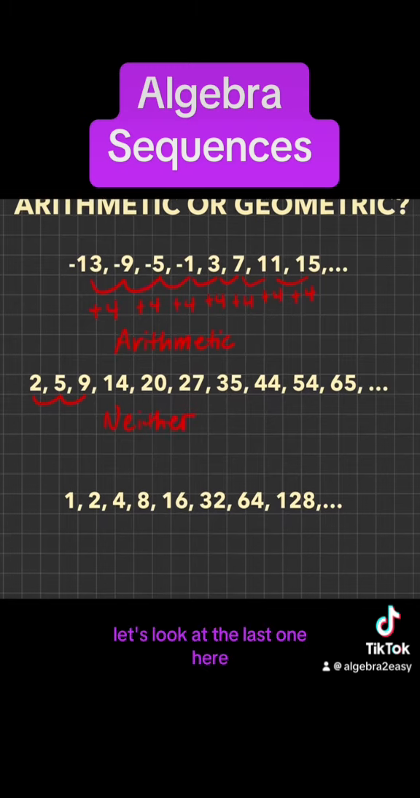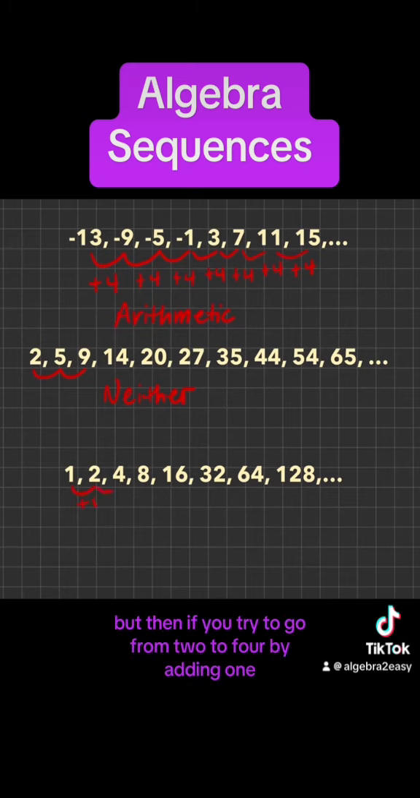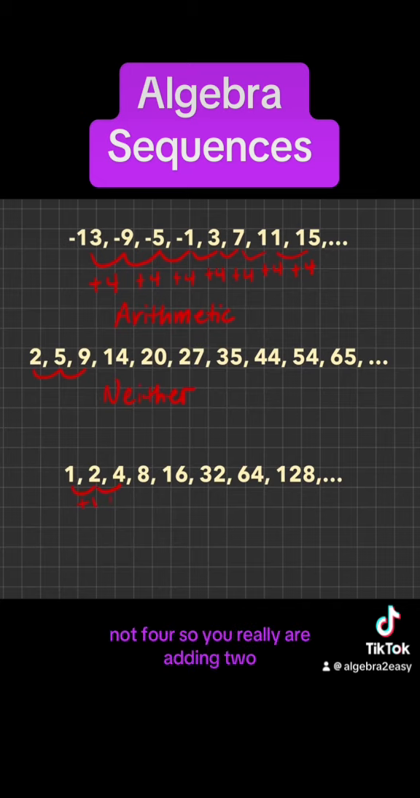Let's look at the last one here. You're going from 1 to 2, so that would be adding 1. But then if you try to go from 2 to 4 by adding 1, that's not correct because 2 plus 1 is going to give you 3, not 4. So you're adding 2. And then from 4 to 8, you're really adding 4. So this one's definitely not arithmetic, but let's see if it's geometric.